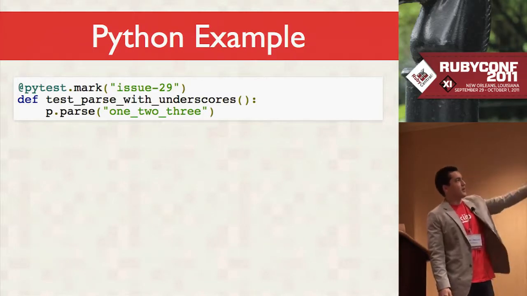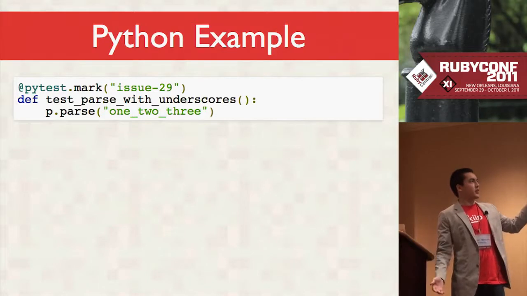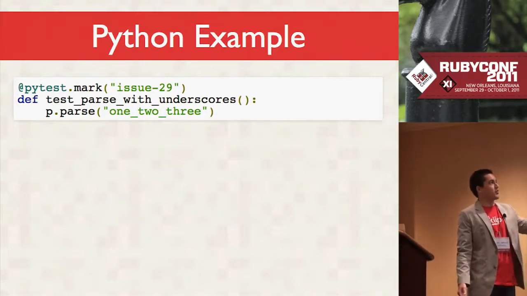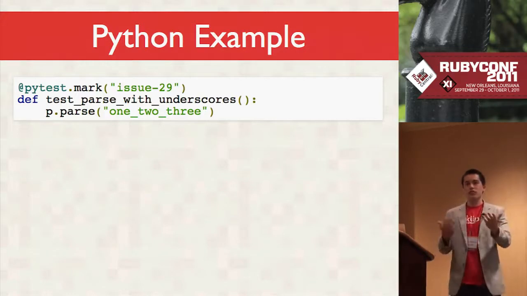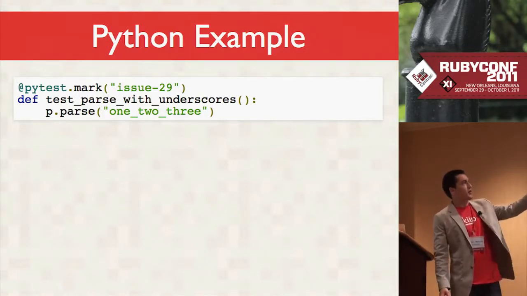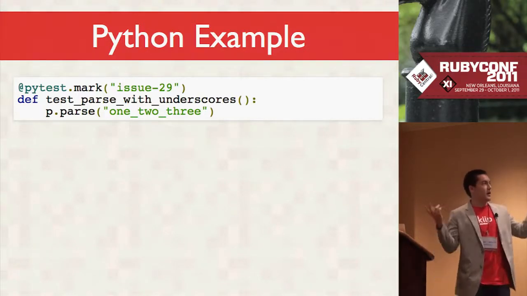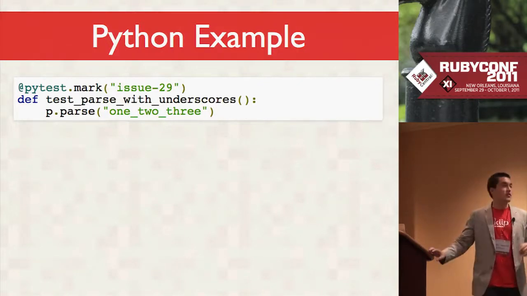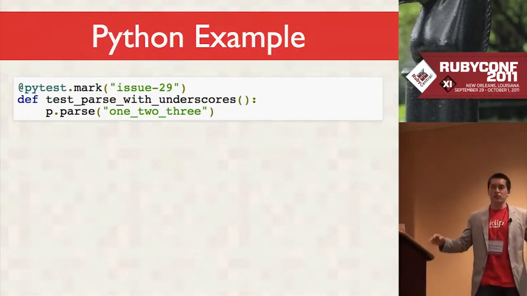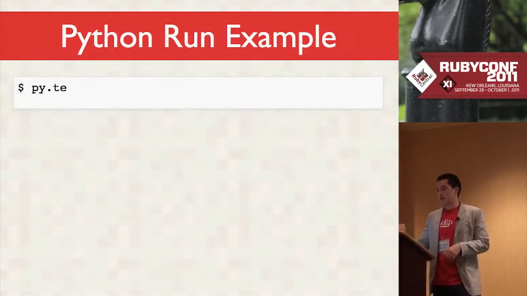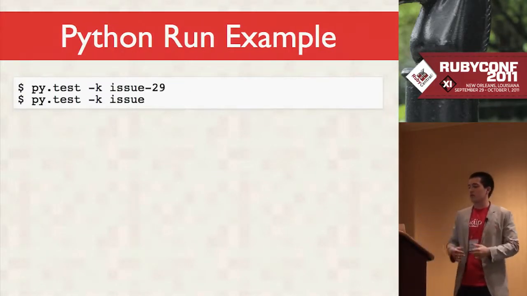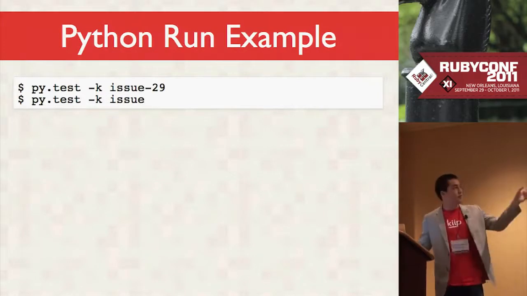So in Python, you'll have a test. Maybe this is testing a parser, and it's testing that it could parse a string that has underscores in it. And then Python supports first-level function decorators. So I'm decorating the function with a mark, a tag, which is issue 29. Maybe this test is part of issue 29. And to run it, you would do something like this. This is how you actually run it in Python. It kind of fuzzy matches the tags.